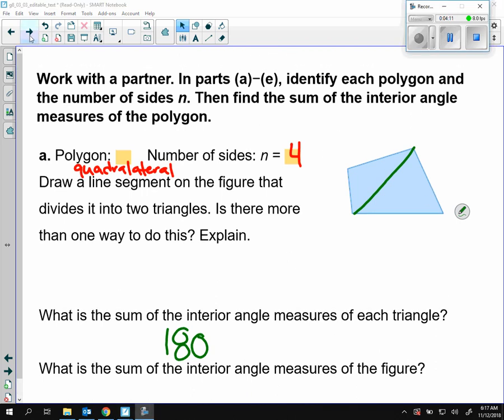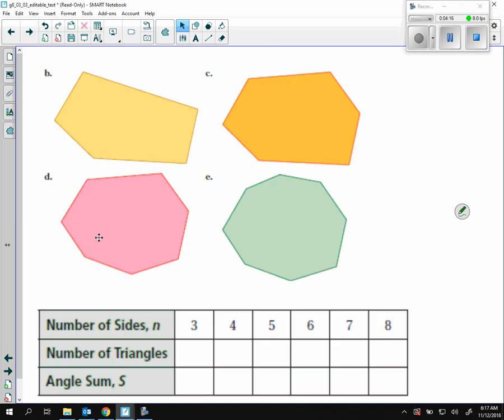All right, so now let's extend this reasoning a little more with these 4 shapes here. So we're going to look at the number of sides that these shapes have, and then how many triangles can be formed using the reasoning from these. So how many triangles can be formed by dividing shapes? And then what is the angle sum of those shapes? So let's take a look.